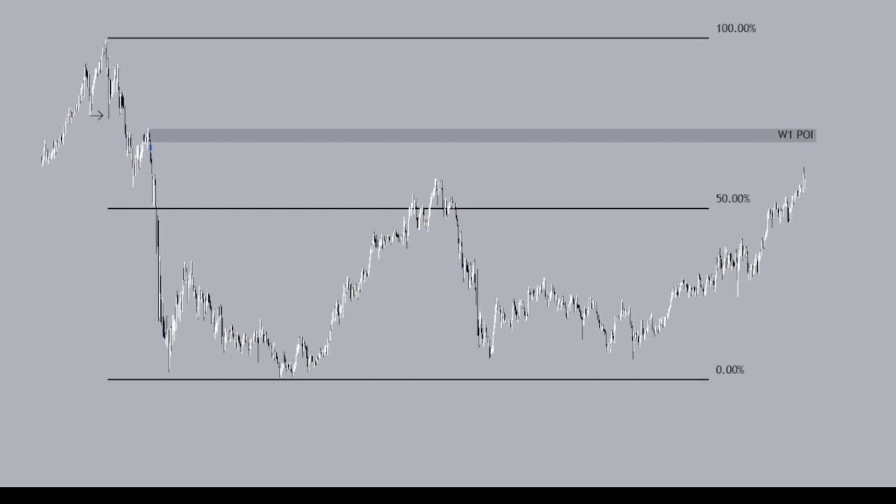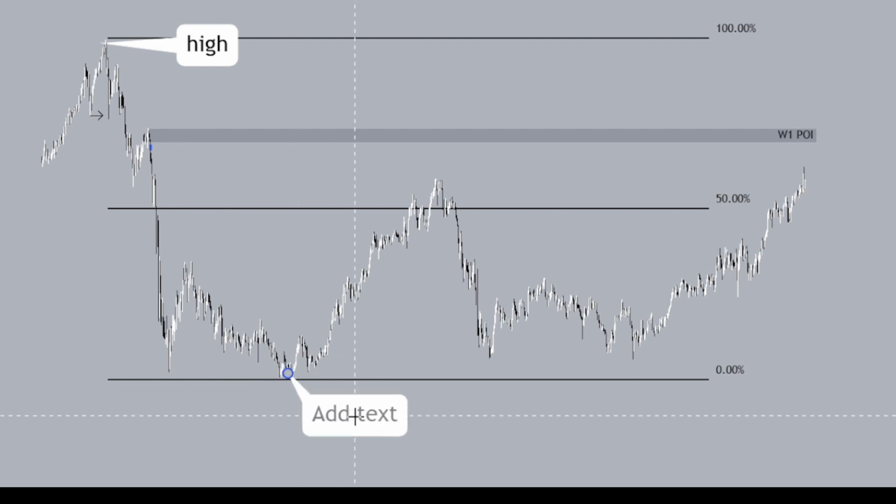So again, we have our bearish structure over here. This is a bearish dealing range that we're working with. The dealing range consists of a swing high, which is up here. So this is our swing high. And we have a swing low, which is all the way down here.